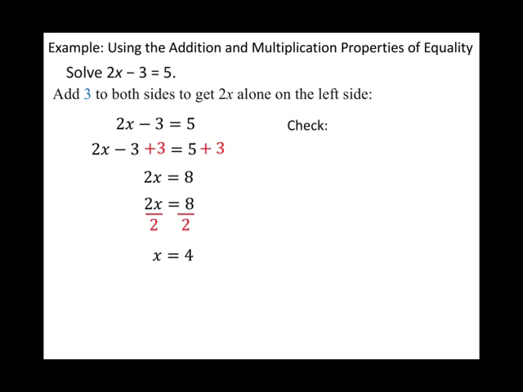Okay, check your work. Plug back into the original equation. X equal to 4. So this is going to be 4 times 2 equal to 8. 8 minus 3, that will be equal to 5. And I got the true statement again. So I know I got the correct answer. The solution is x equal to 4.